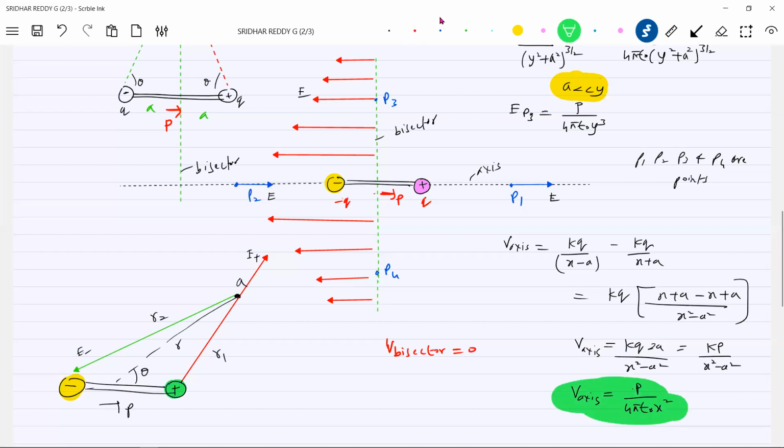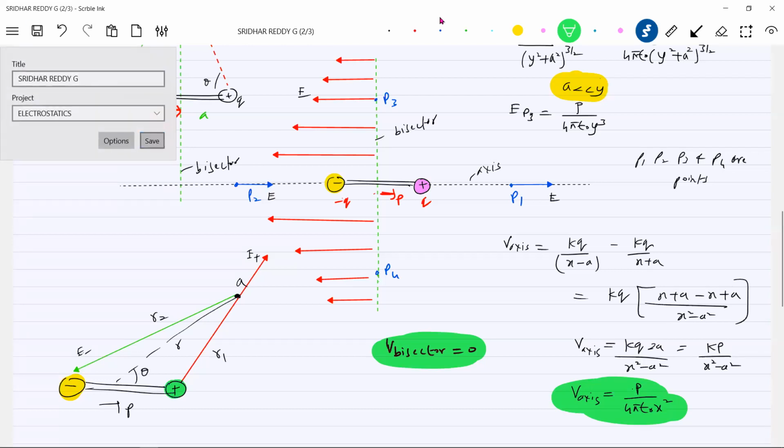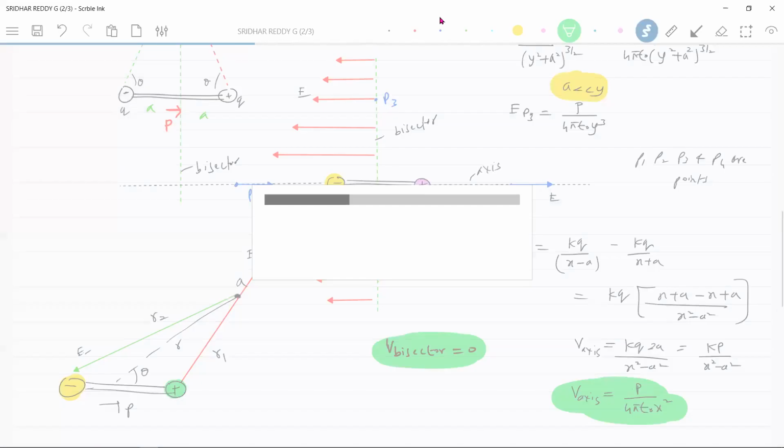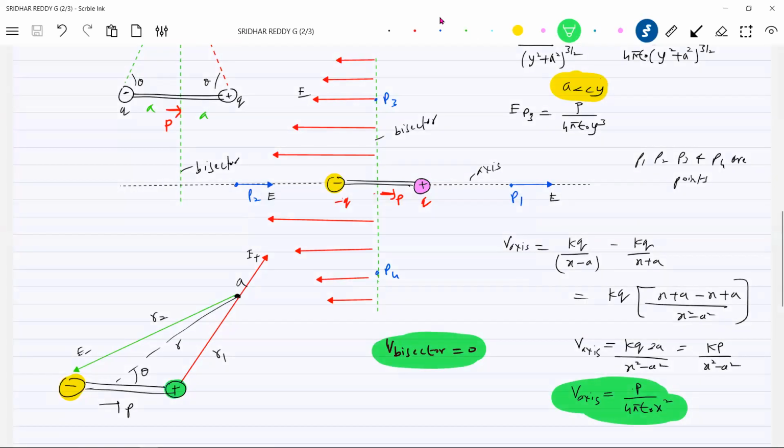These are some very important conclusions. So what we have now, regarding the dipole, is a much better picture. What is that like? The field on the axis, we know it. On the bisector, we know the potential on the axis and on the bisector. Now, means now, an atom.